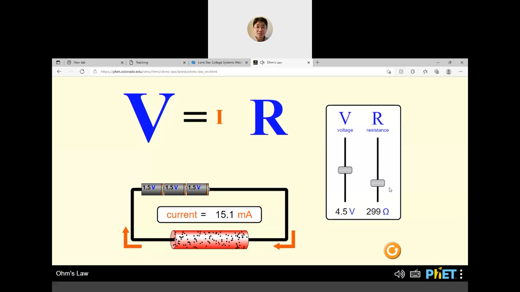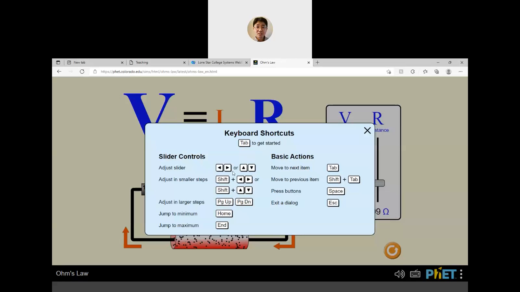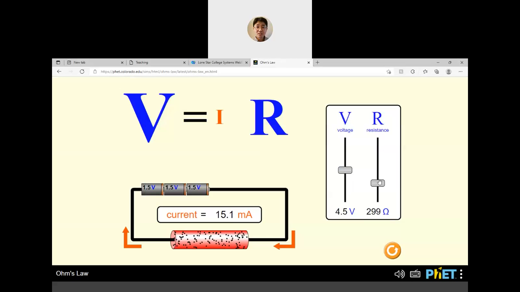It's really sensitive. How to adjust the slider with the keyboard: adjust the sample steps, large steps jump to the minimum. For smaller steps, shift plus the arrow, I guess. That doesn't work. Why is that?